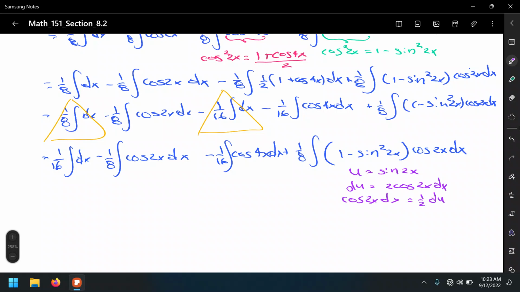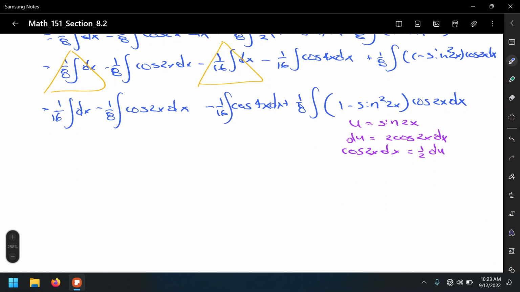Alright, we're going to do the u substitution for this last integral. In this step I'm going to integrate the first three integrals. So that's 1/16 x minus 1/8 times 1/2 sine 2x. That's the integral of cosine 2x. The integral of cosine 2x is sine times that factor, that's a 1/2 rather, and minus 1/16 the integral of cosine, which is also sine, but that times a fourth.